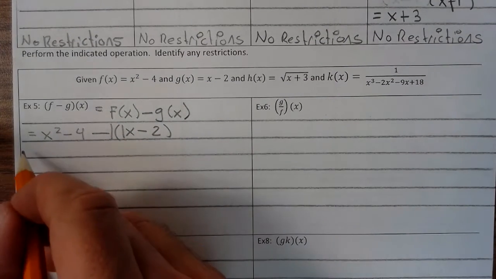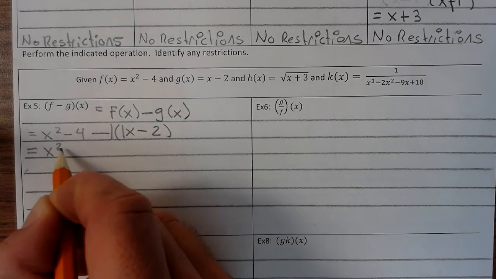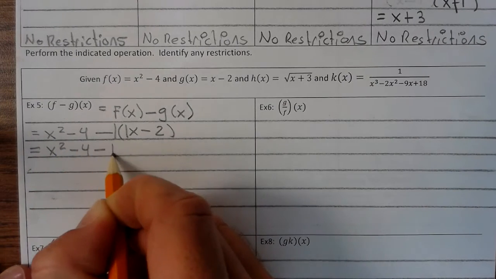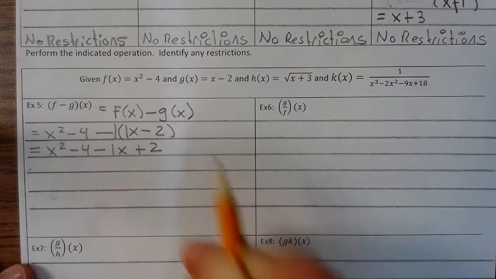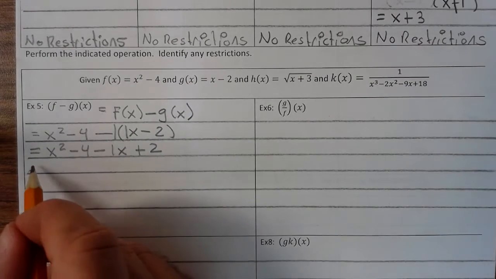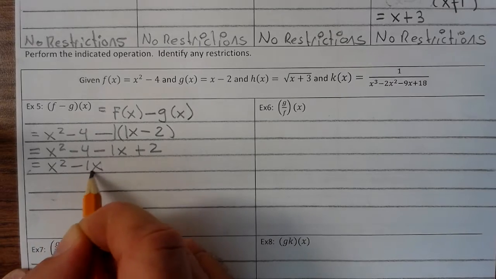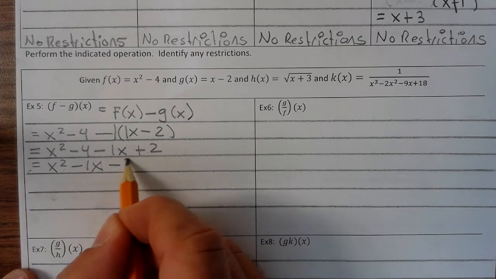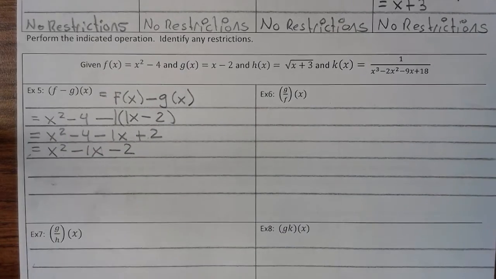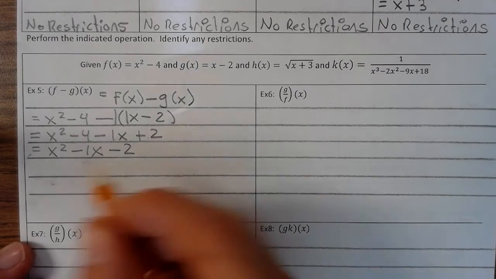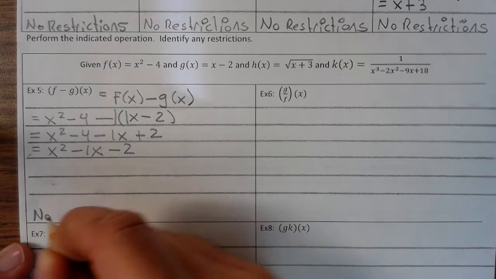And we're going to distribute the -1. So you have x squared minus 4 minus 1x plus 2. Combine like terms. So we have x squared minus 1x minus 2. Now, you notice there's no square root and there's no denominator, so this has no restrictions.